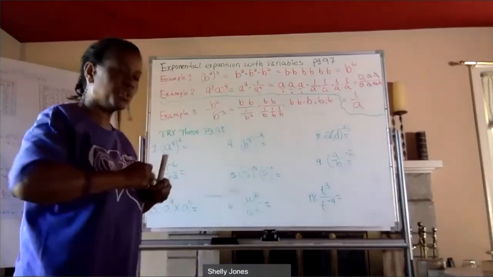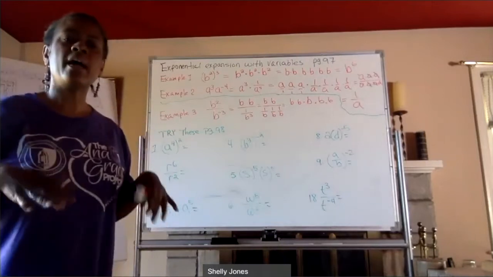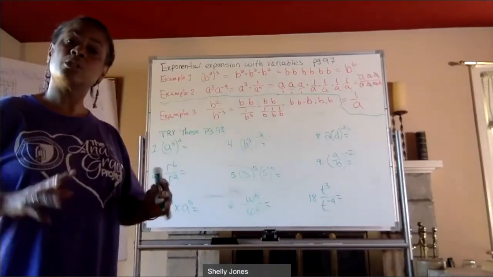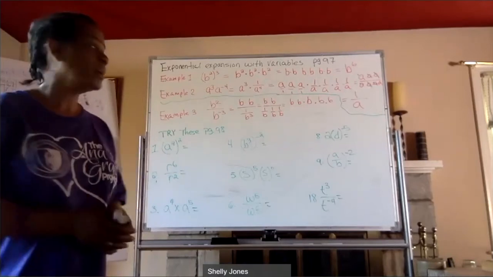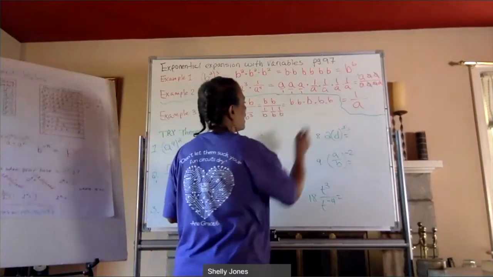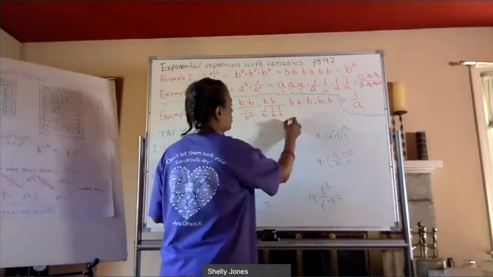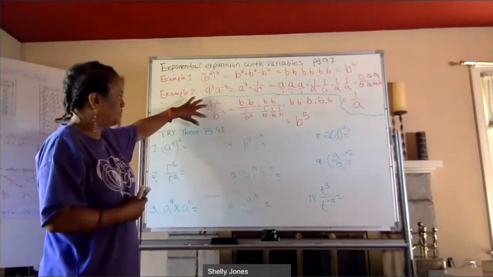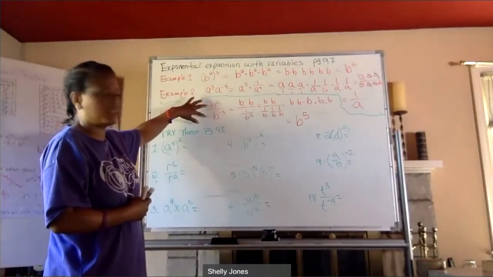Okay, so you see what happened there? When I had divide by a 1 over b, it's like multiplying times b. And so I end up with how many b's? 1, 2, 3, 4, 5. So I have that is equal to b to the fifth. So all of this ended up being b to the fifth.